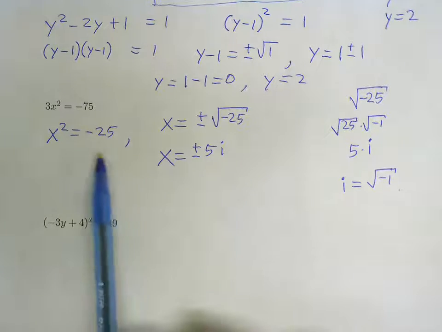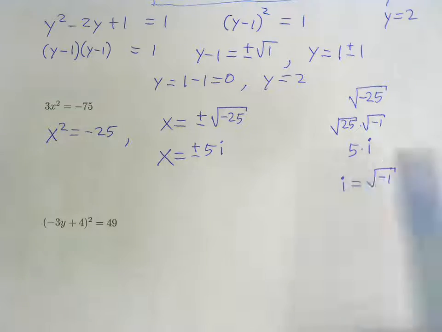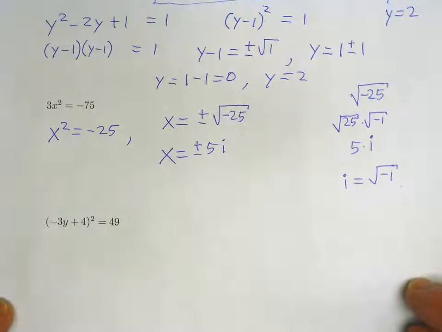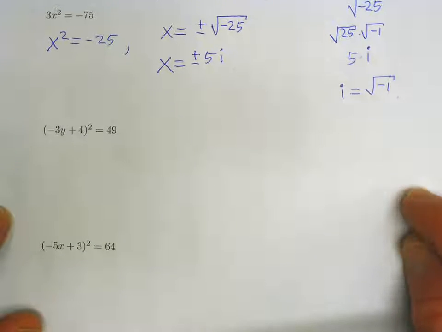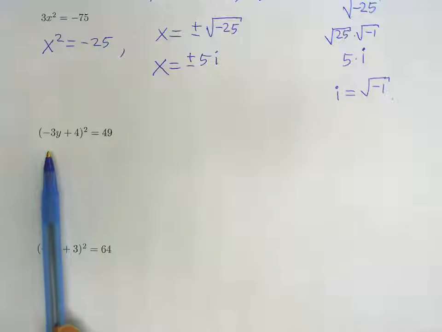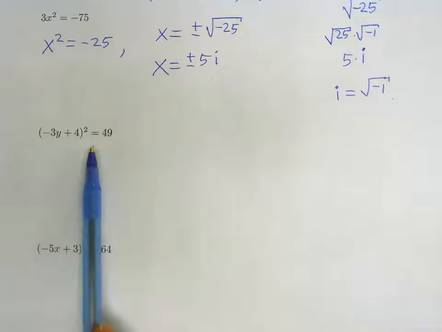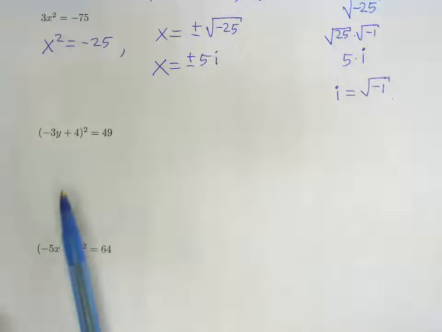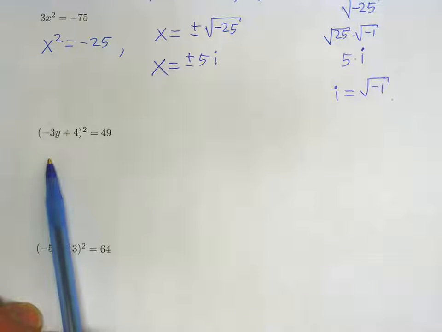The solutions are non-real numbers. 5 times i is not a real number. Okay, a couple more examples on this page. This one, the binomial negative 3y plus 4 squared equals 49. This is all set up for us to apply the square root property.